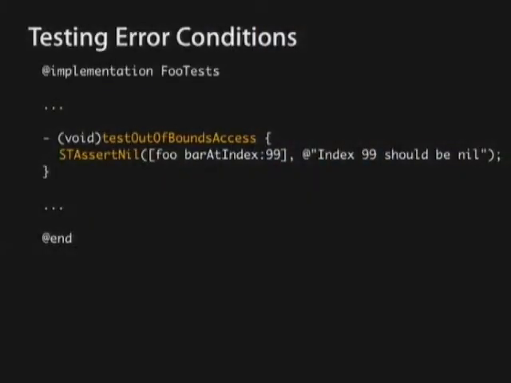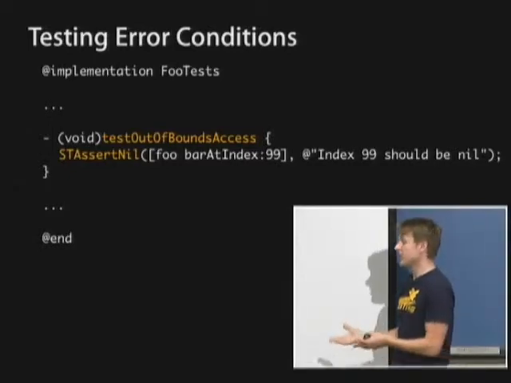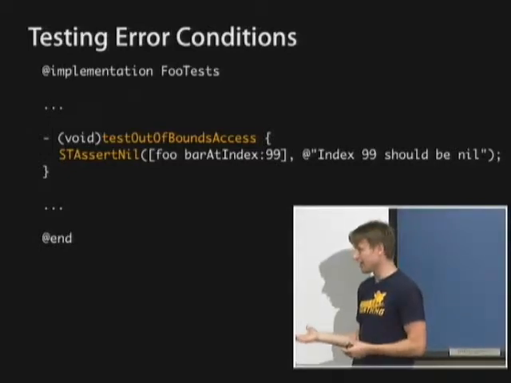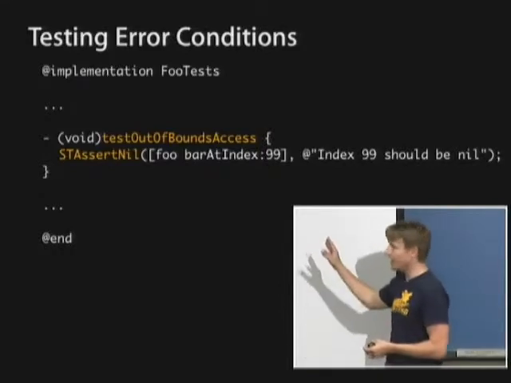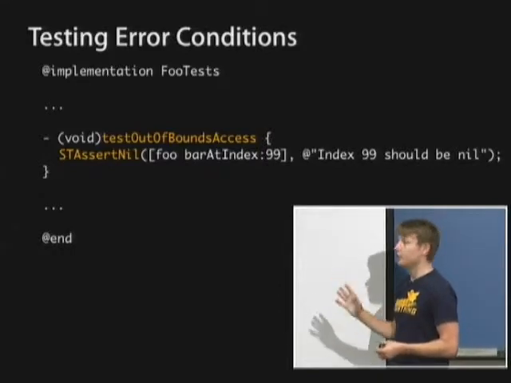So right here, the expected behavior is that bar at index will just kind of silently fail and return nil if you access at an invalid index. If we, as the designer, wanted some different behavior, like maybe we wanted an exception to get thrown, that's what happens when you have an NSArray and you say objectAtIndex 99 and it doesn't have 99 objects, it'll throw an exception.